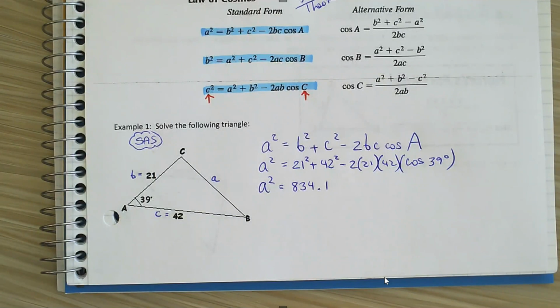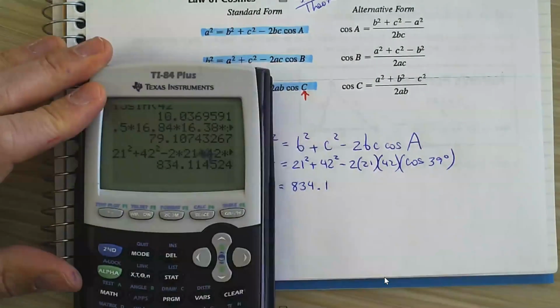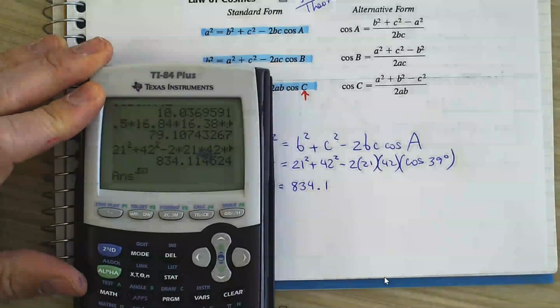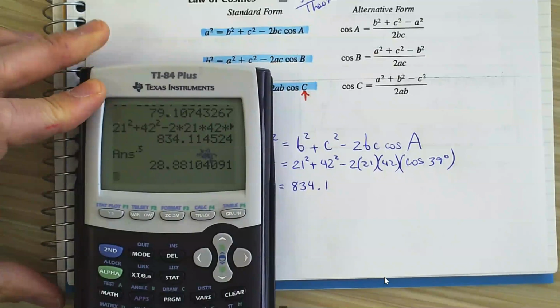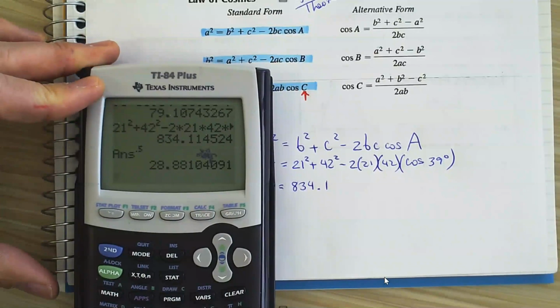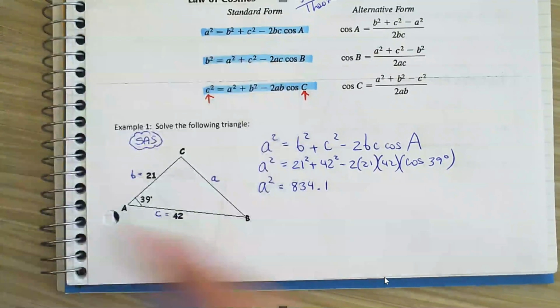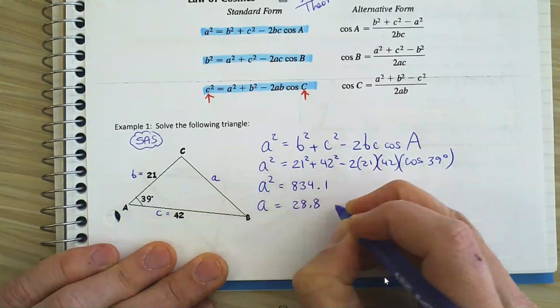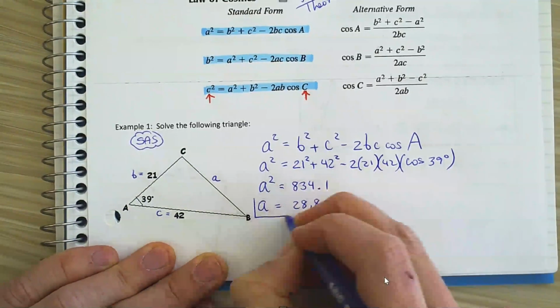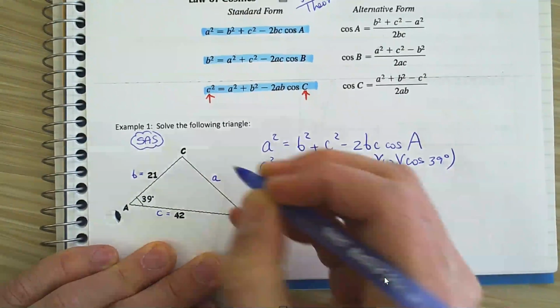I want a. So take the square root of both sides now. The way I do it is I just go to the power of 0.5. The 0.5 power is the square root. The 1/2 power is the square root. So I'm getting 28.8. So we're going to get that a equals 28.8 units. And that looks about right.